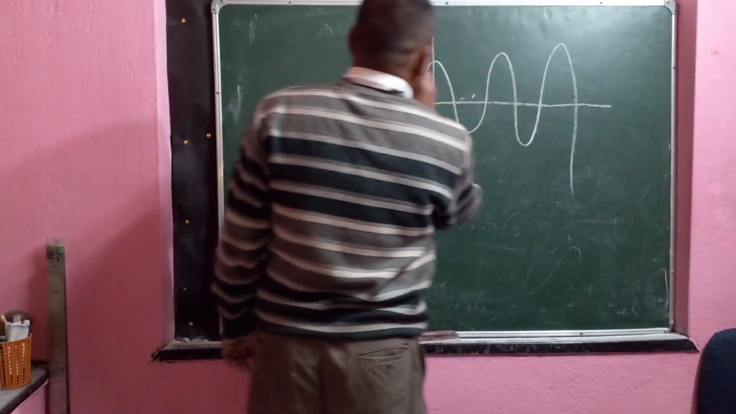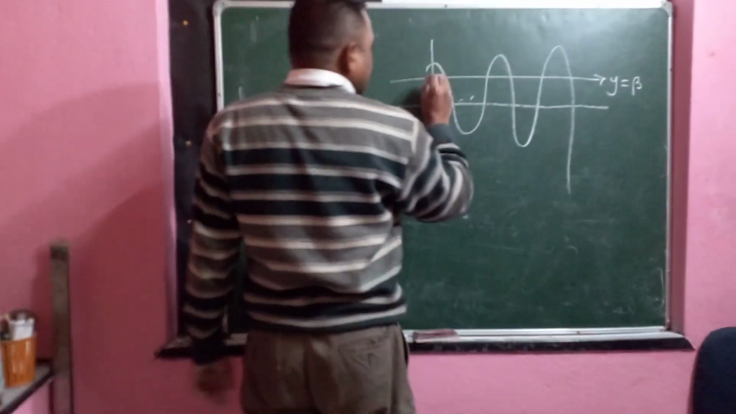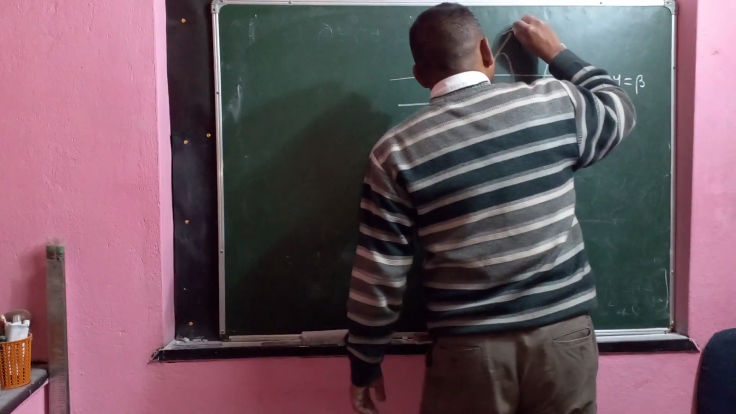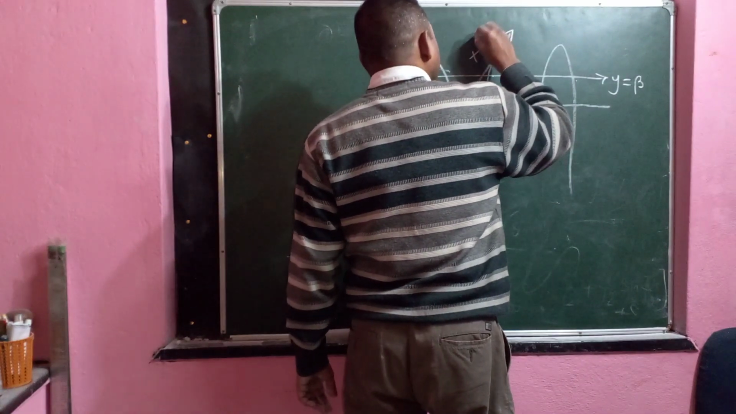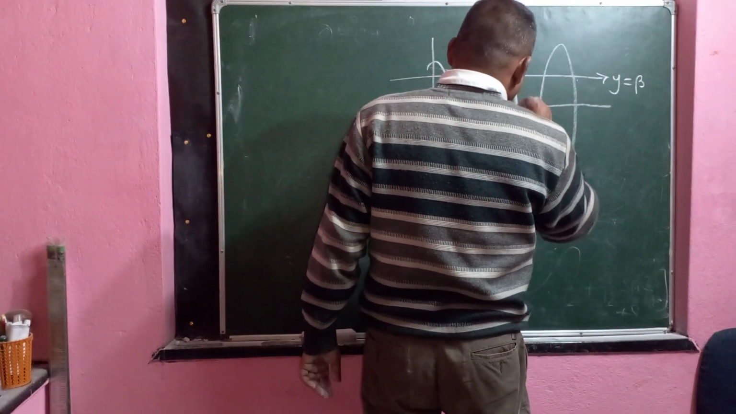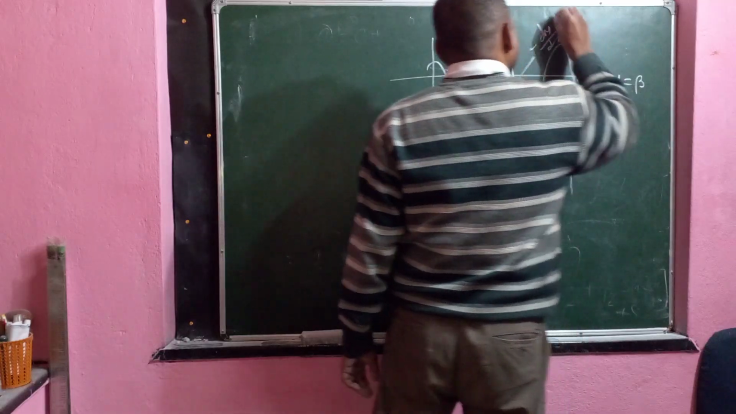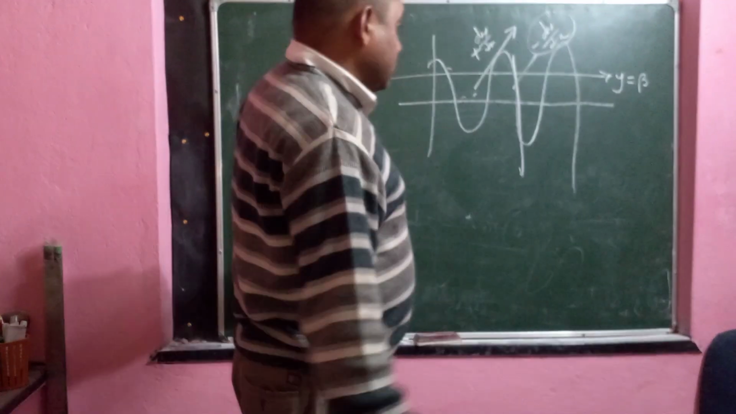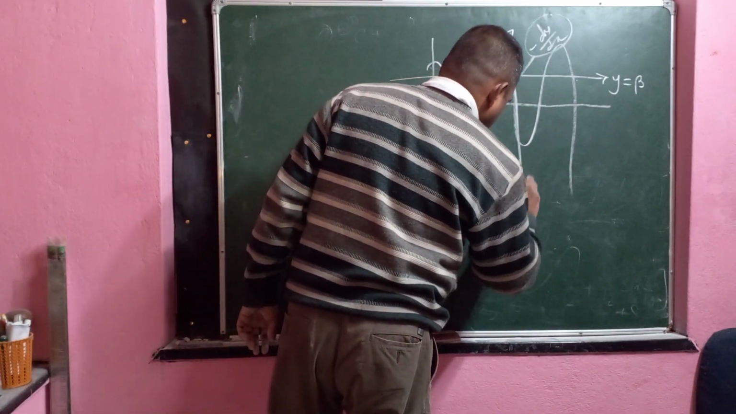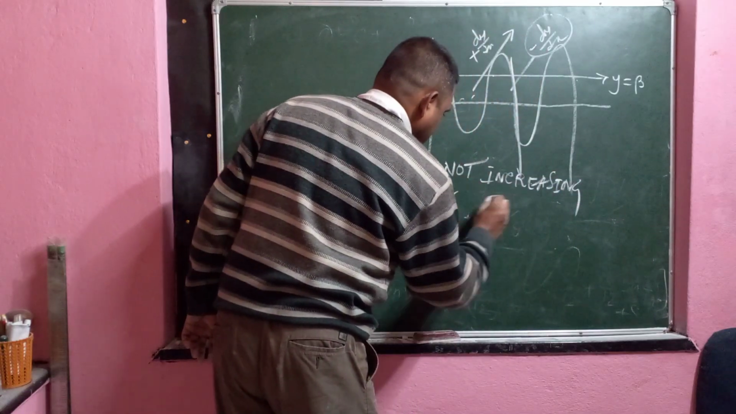Y equals beta, suppose this one. It is a straight line parallel to the x-axis. It can intersect at infinite points. But if you draw the slope here, it will be a positive slope, positive dy/dx. Here, suppose this one, it will be negative dy/dx, right? So not increasing, not decreasing.